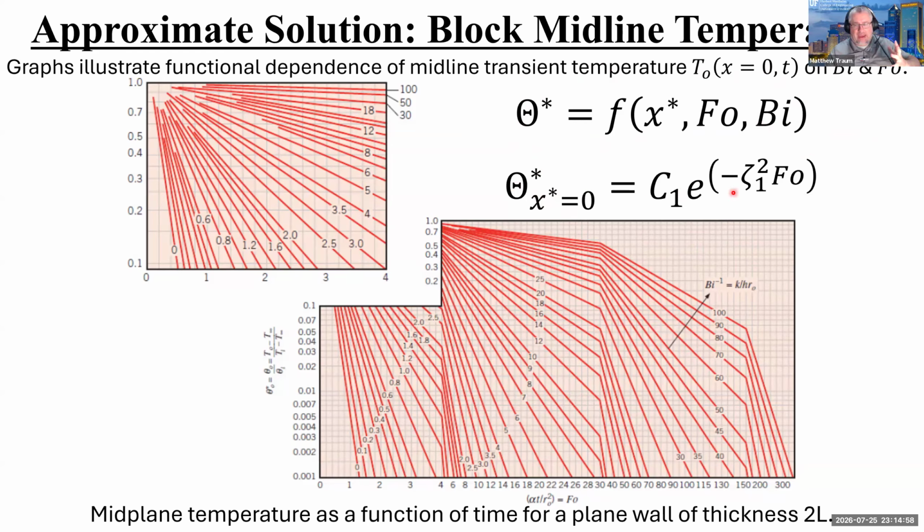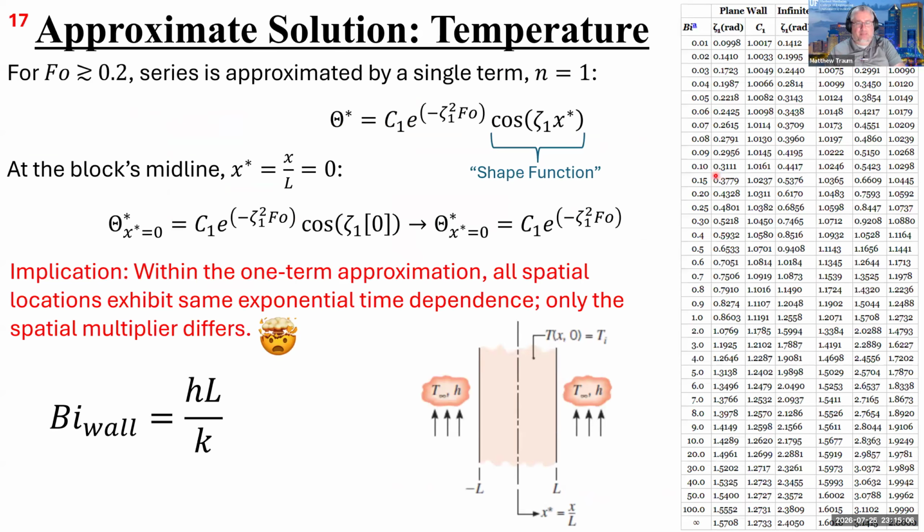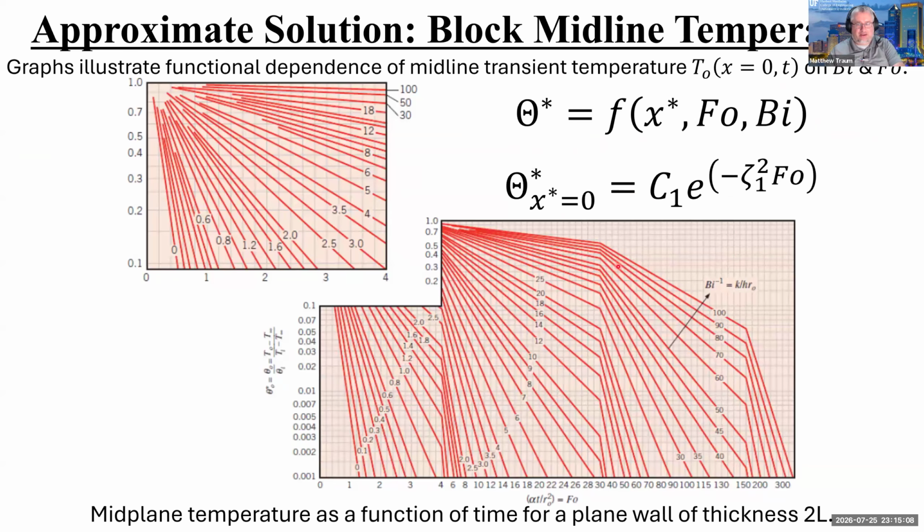And remember, why do we care about the midline temperature? It's because you can take the value for the midline temperature, multiply it by the shape function, and get the temperature anywhere else. So how do these work? Okay, so we're going to look across the bottom here. These are Fourier numbers. We're going to look at these numbers that are embedded in the lines here. Those are inverse Biot numbers. And we're going to look over here. These are theta star at x equals 0, right? They move along this way.